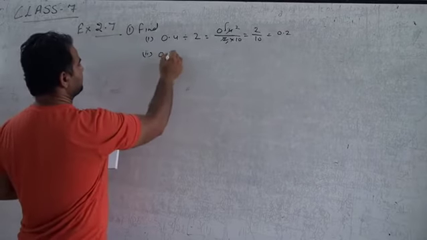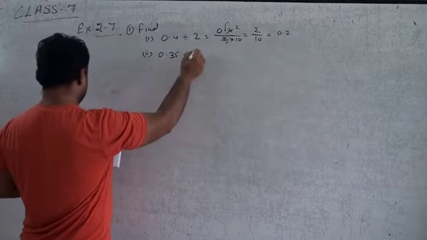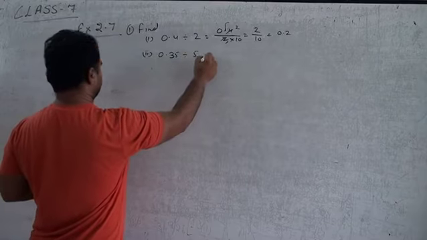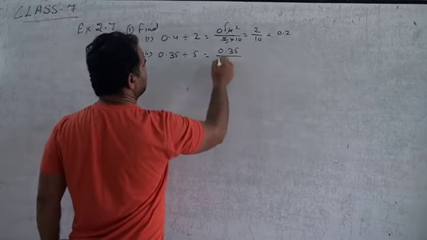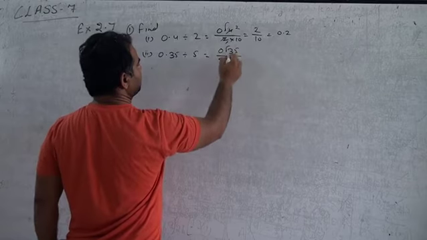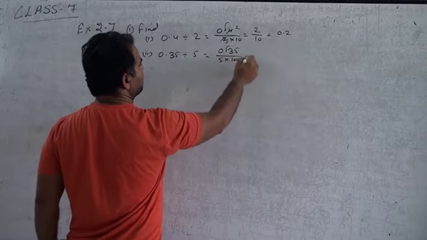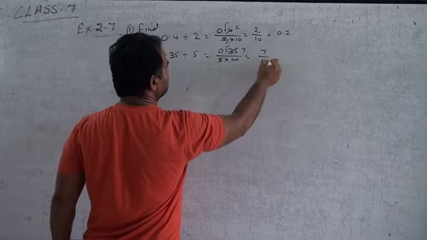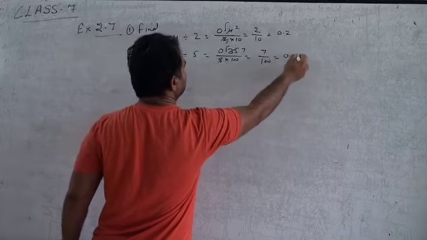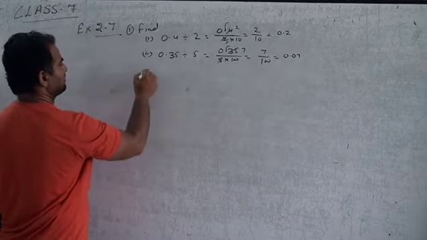Okay. Next is 0.35 divided by 5. It will be 0.35 upon 5. When we replace this, it will get it 100. 5 7 are 35. It will be 7 by 100, or we can write it 0.07.